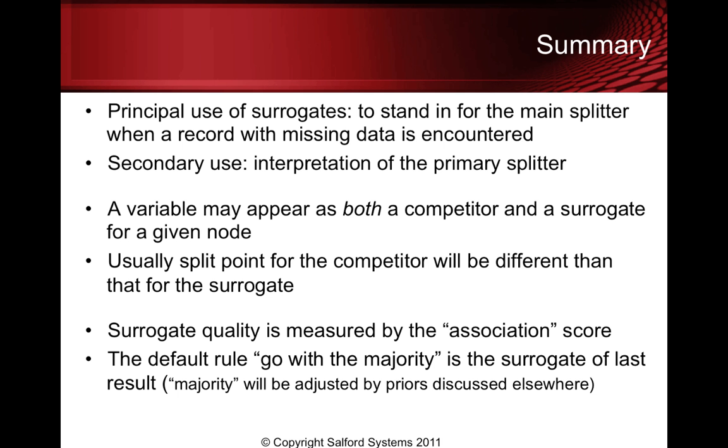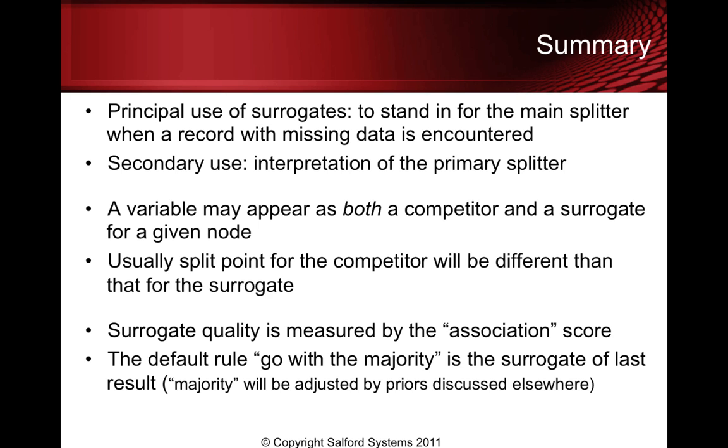A very brief summary of this rather extensive discussion of this topic. The principal use of surrogates is to stand in for the main splitter when a record with missing data is encountered. If we have more than one surrogate, they are rank ordered, and they are processed in order as follows. If the primary splitter is missing, we try to make use of the number 1 surrogate. If the number 1 surrogate is missing, then we try to use the number 2 surrogate, and so forth. The secondary use of the surrogate is interpretation of the primary splitter, as we discussed before.